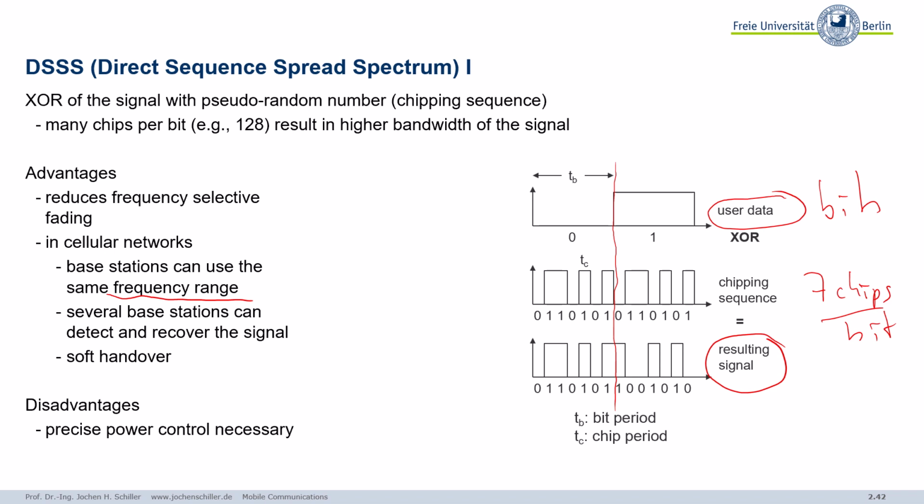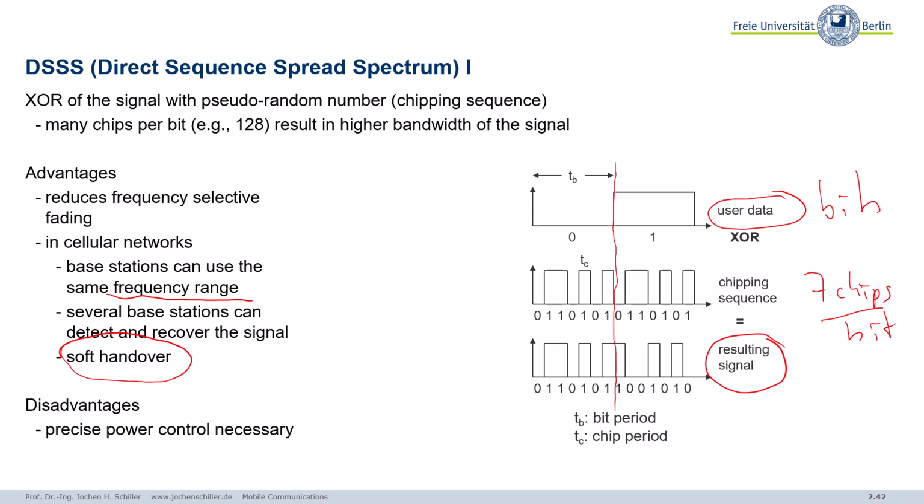They will overlap, and you can still recalculate the original signal out of this mishmash, this mixture of different signals. And with the help of this technology, we can also perform something that is called a soft handover. I will come back to soft handover when I talk about 3G, classical 3G systems.